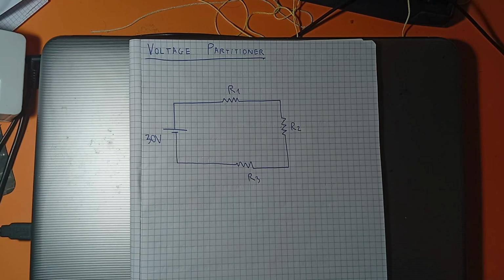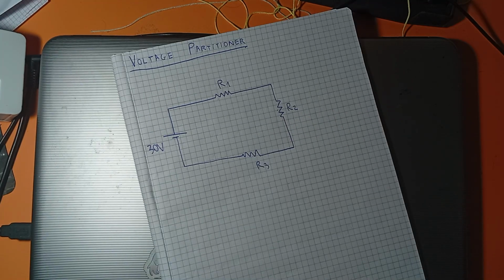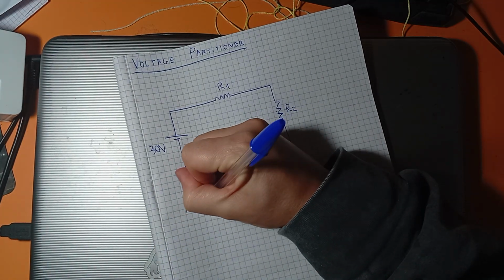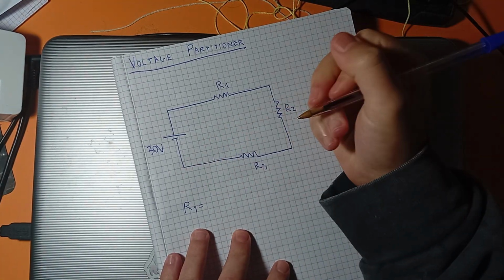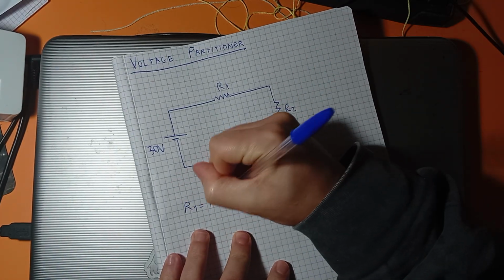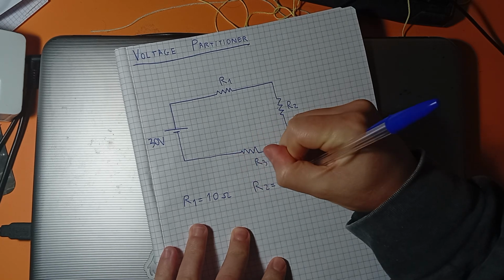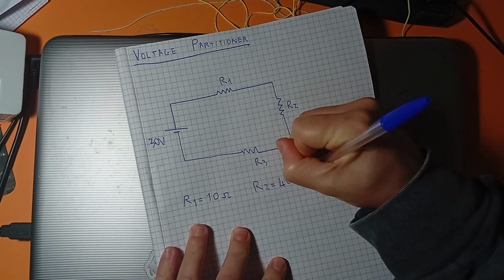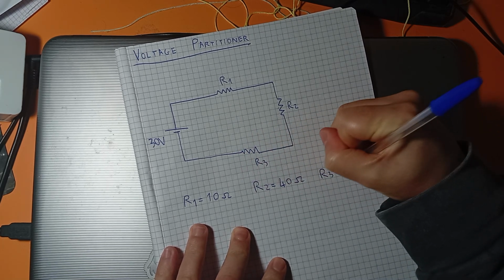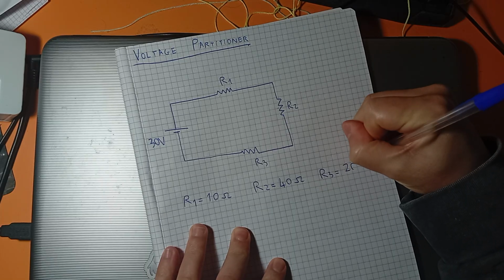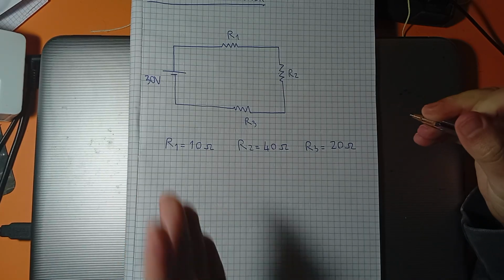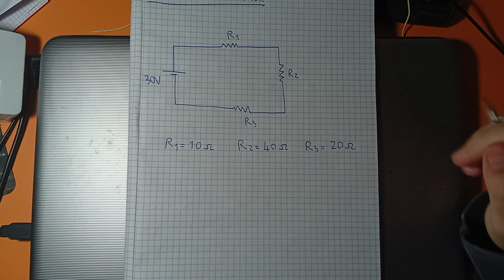But imagine they aren't equal. Let's imagine R1 is 10 ohm, R2 is 40 ohm, and R3 is 20 ohm. Okay, so imagine these are the values.